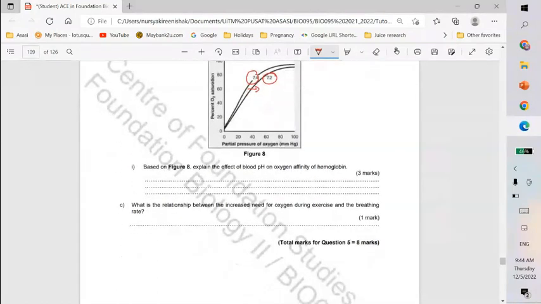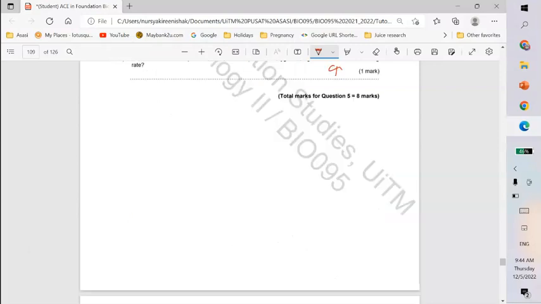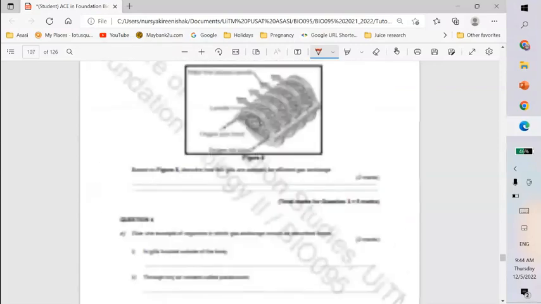Okay, last question. We have actually covered this already. What is the relationship between the increased need of oxygen during exercise and breathing? Same as the previous question, it increases the breathing rate, to remove more carbon dioxide or to supply more oxygen to the respiring cells. So that finishes our discussion on this chapter.